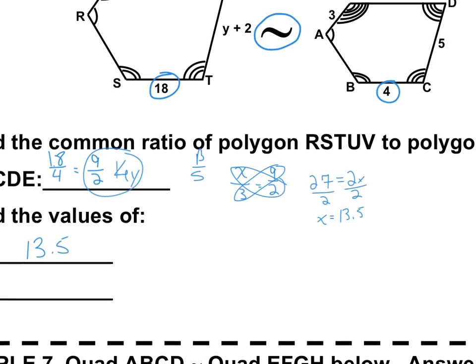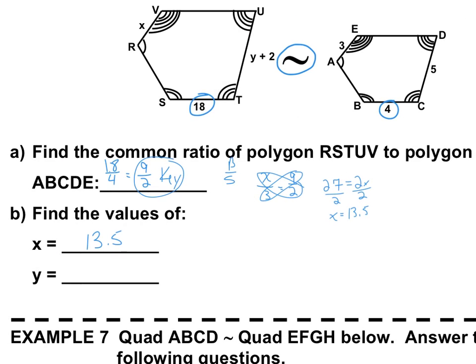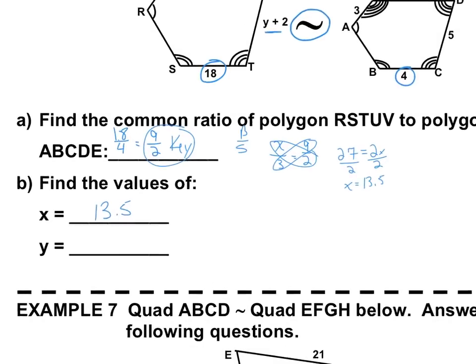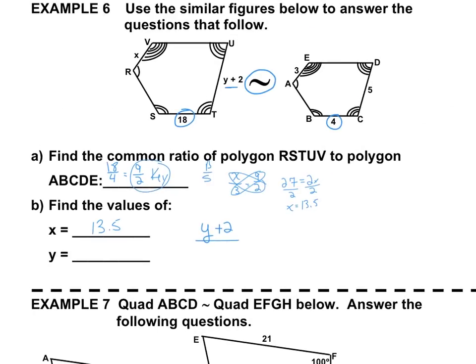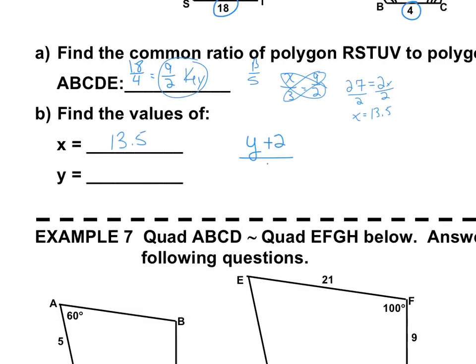Now I need to do the y. It looks like we actually kind of have an equation or an expression here. It's going to be a little bit tougher, but we did some of these the other day. But I'm still going to take the big one, y plus 2, and it looks like its corresponding side on the other one is 5. And I'm going to set that equal to 9 over 2. And now I'm going to cross multiply. So I'm going to go ahead and put parentheses around that so don't forget.